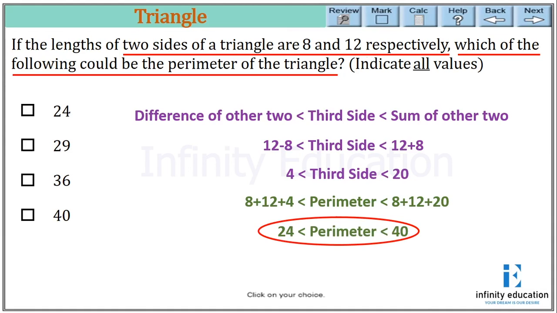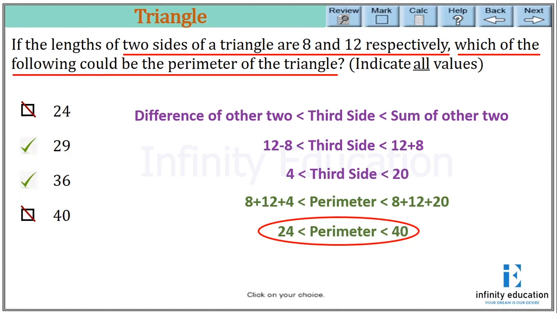So now let's see the options one by one. Option A is given as 24. So I can eliminate because I'm looking for more than 24. Option B is okay because 29 comes within the range of 24 and 40. 36 also is okay because 36 is always in between 24 and 40. And the last one also we can eliminate because it has to be lesser than 40. So I hope the third side concept with the two other sides is clear to you.